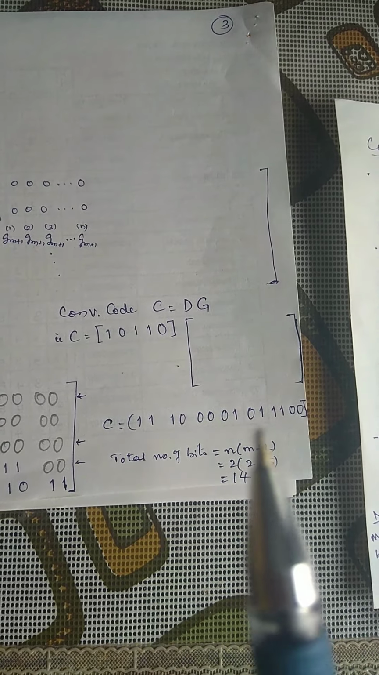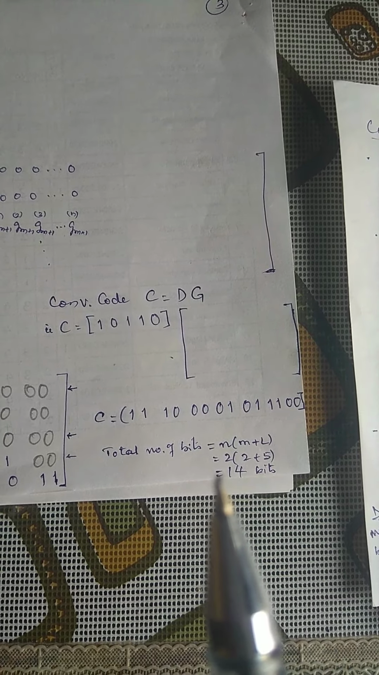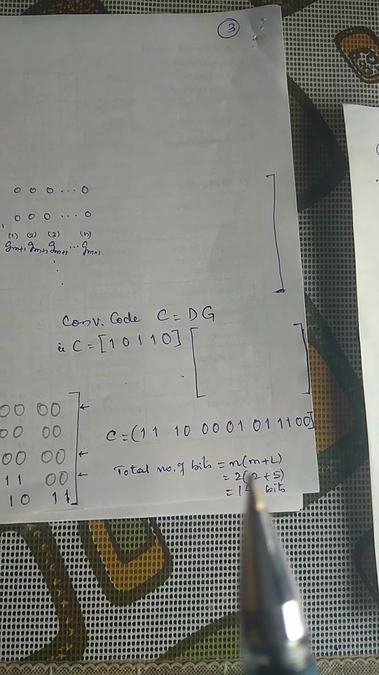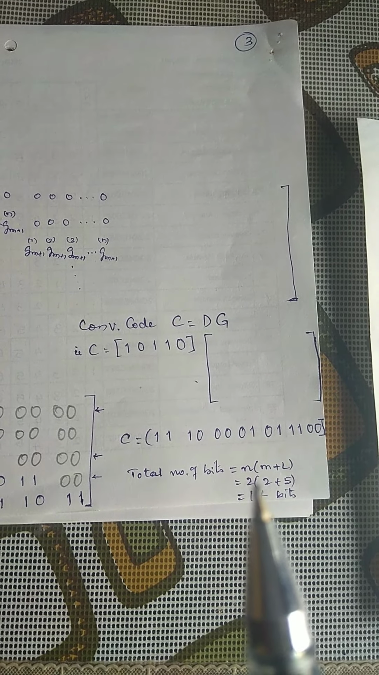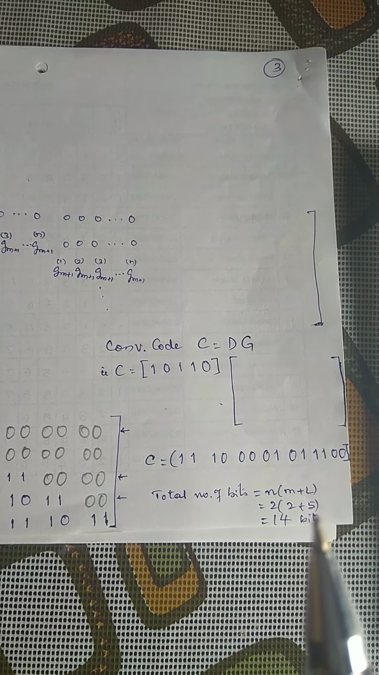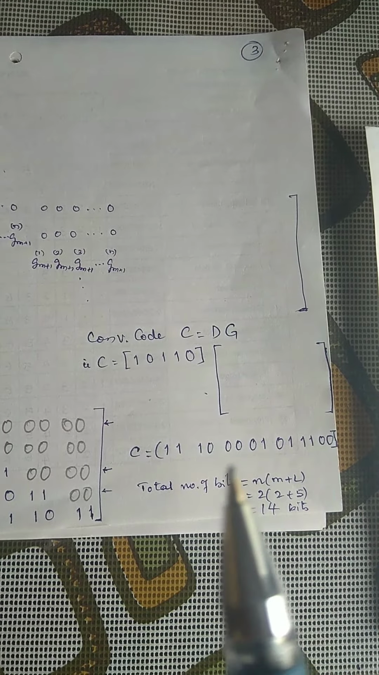So the total number of bits in the convolution code is n times (m plus l). In this example, there are two flip-flops, so m equals 2. Two bits are generated per unit time, so n equals 2. With two flip-flops, m is 2, and the message length l is 5, so it comes out to be 14 bits. We have 14 bits here.